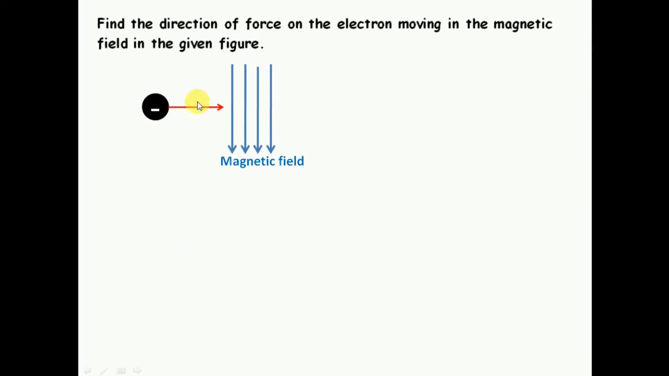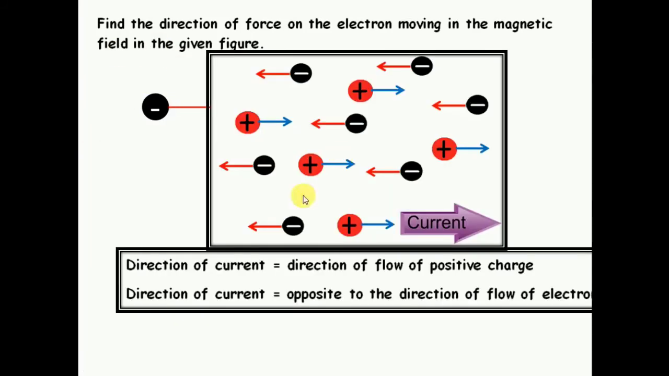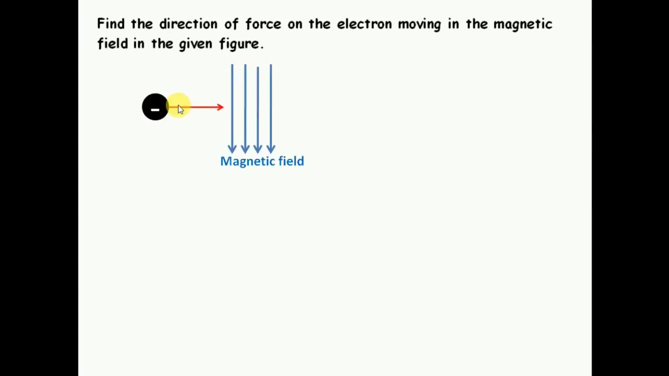And out here the current is not given, an electron is moving towards my right and magnetic field is going in downward direction. So we have to find the force on this electron. So we know the direction of current is same as the direction of flow of positive charge and opposite to the flow of negative charge. So current flows in the direction of positive charge and current flows in the opposite direction of negative charge. So out here negative charge is going towards the right, that means current is going towards the left.